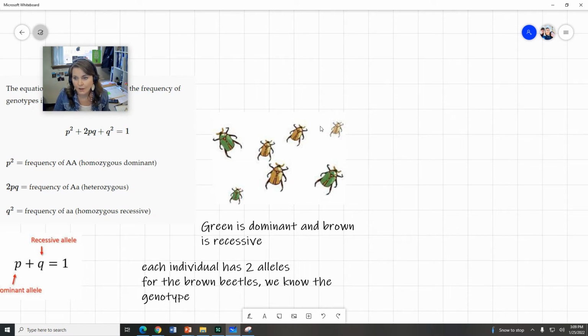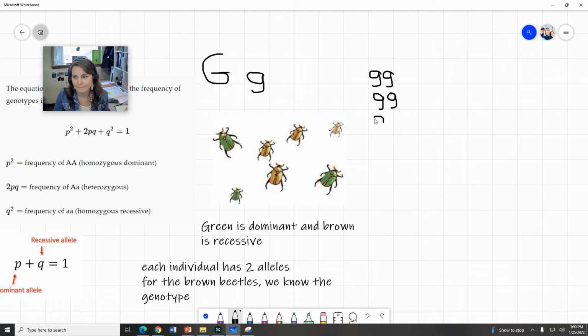But we do know that all four of our brown beetles here have to be homozygous recessive. So let's write this out. Big G is our dominant, right? Little g is recessive. So we have these four guys here, which are all little g, all of them. So we've got four of those.